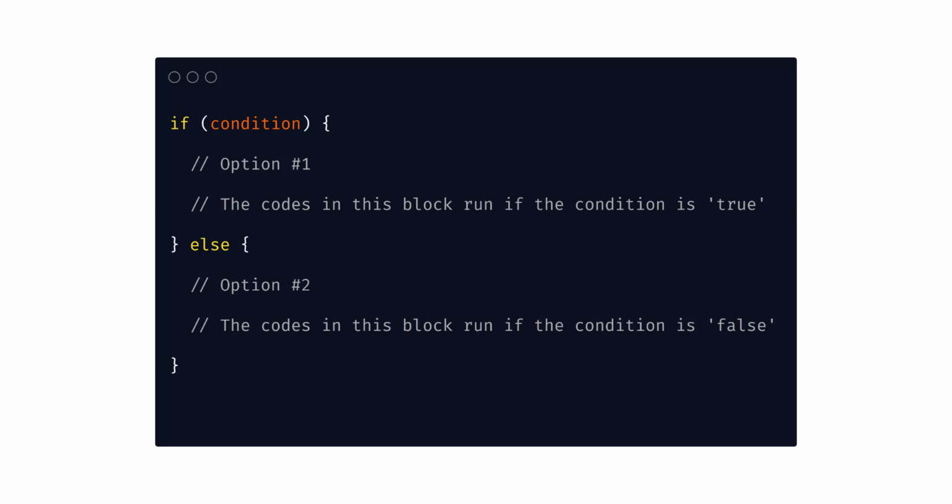The condition is either true or false. If it's true, then the program goes with option number 1. If the condition is false, then it's option number 2. And it's always one of the options. Once the conditional statement is finished, the program continues.